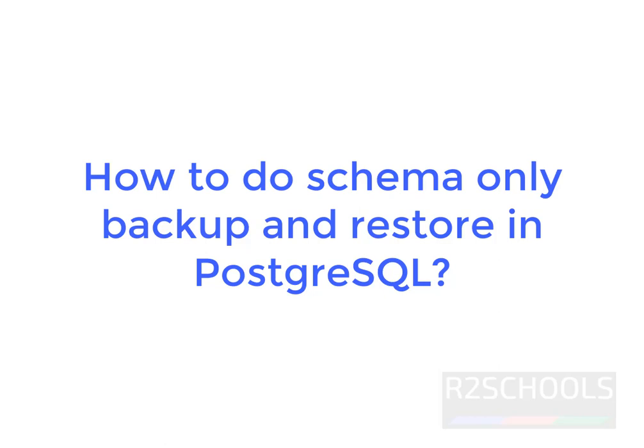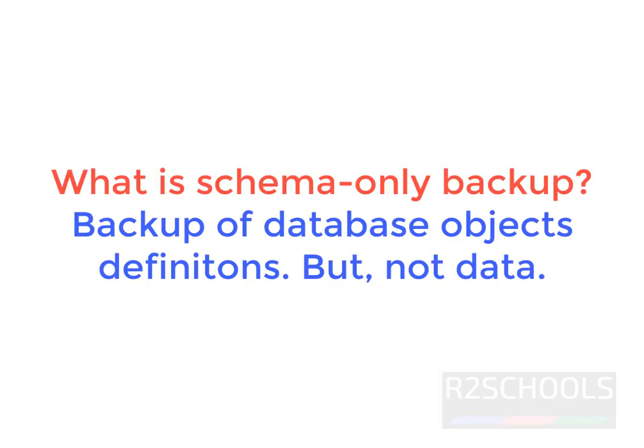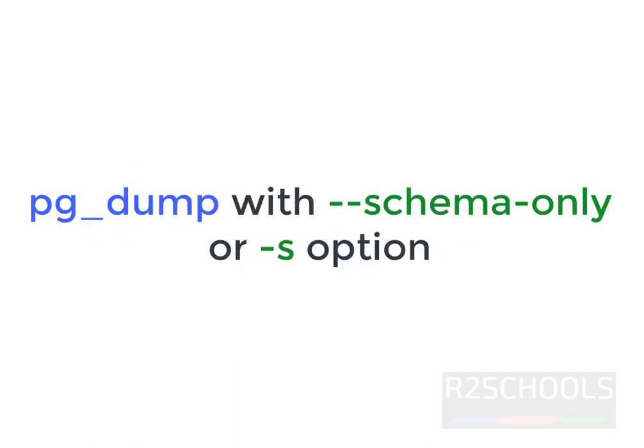Hello guys, in this video we will see how to take schema only backup and restore in PostgreSQL server. What is schema only backup? Schema only backup is nothing but to take objects definition backup but not the data. We can perform this action by using pg_dump utility with the option --schema-only or simply use the -s option.